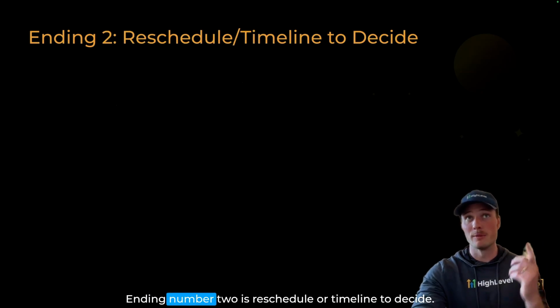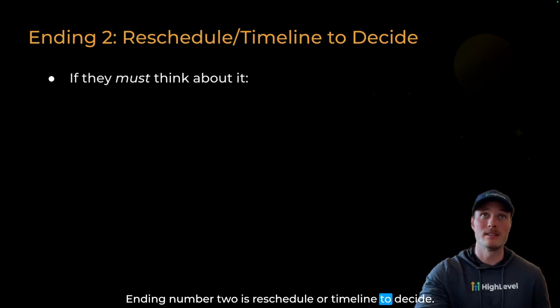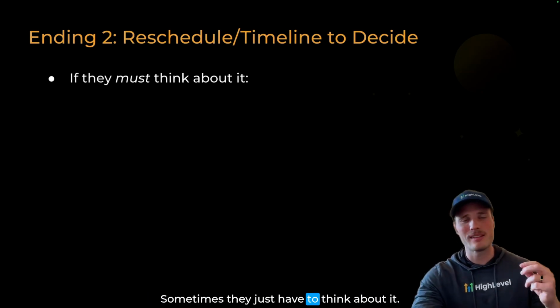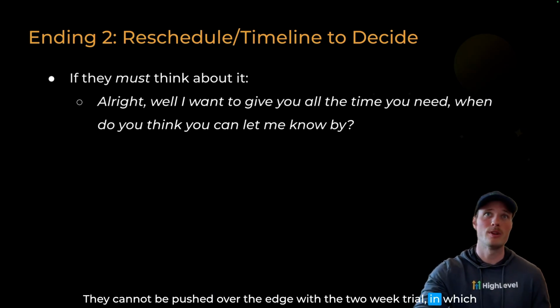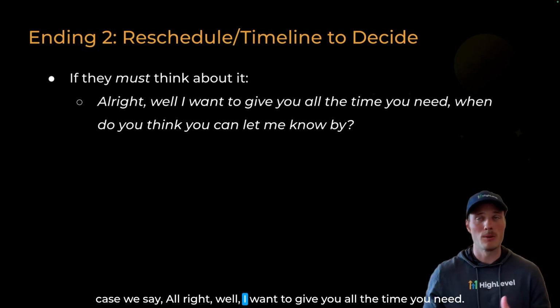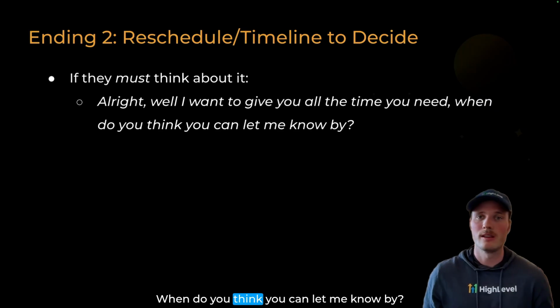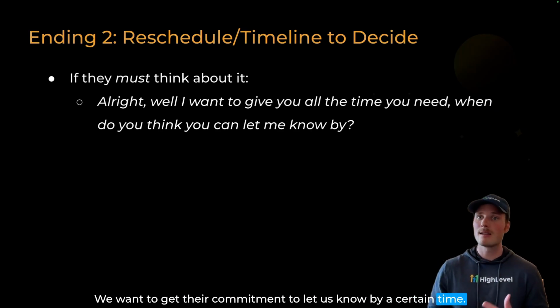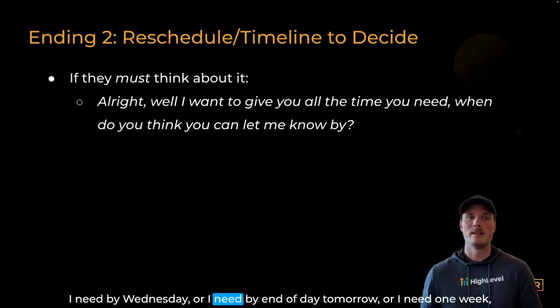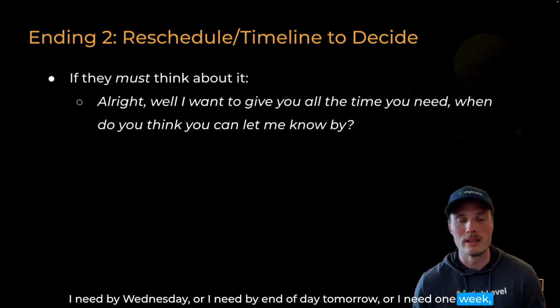Nothing you can do. Ending number 2 is reschedule or timeline to decide. Sometimes they just have to think about it. They cannot be pushed over the edge with the 2-week trial, in which case we say, all right, well, I want to give you all the time you need. When do you think you can let me know by? We want to get their commitment to let us know by a certain time. I need by Wednesday, or I need by end of day tomorrow, or I need 1 week, etc.